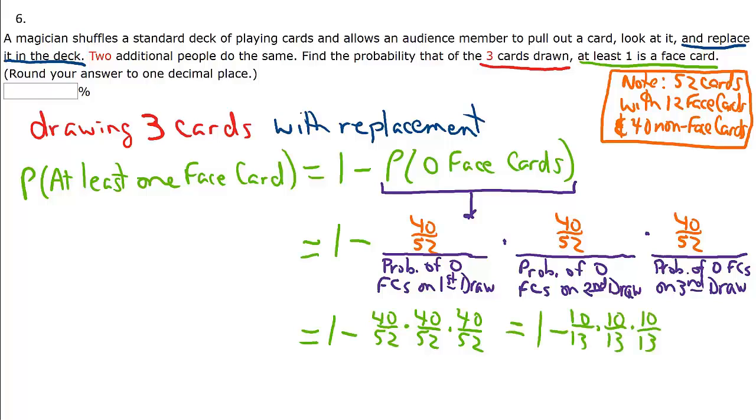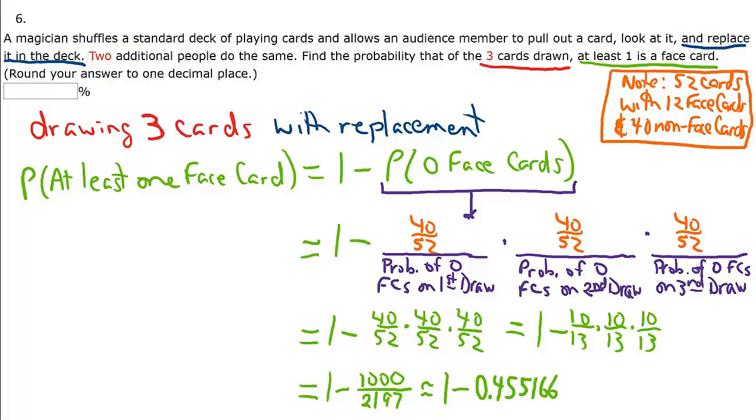What I did is notice that 40/52 is the same as 10/13, and I just wrote it as 10/13 times 10/13 times 10/13. So it's 1 minus the product of 10/13 times 10/13 times 10/13, which is 1,000 over 2197. So you get 1 minus 1,000 over 2197. And at that point, I went ahead and took 1,000 divided by 2197 and turned it into a decimal.